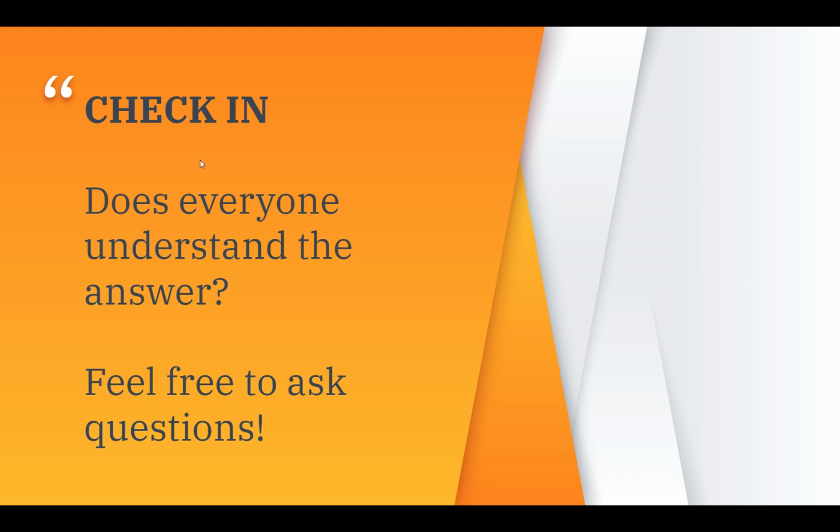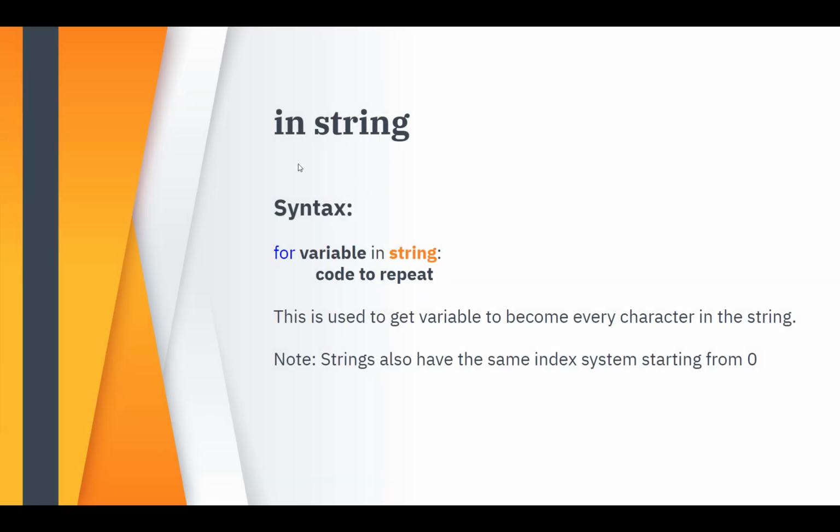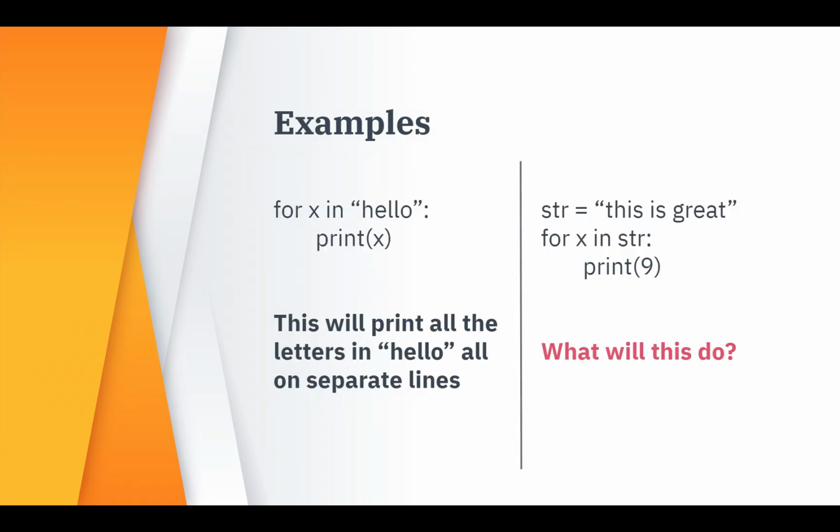So if you don't understand the answer, you can try reviewing, or you can ask someone or go over the answer online. And then we have in string. So this is kind of like in list, but instead of every element in a list, it goes through every character in a string. And again, just like lists, the index system starts from 0 and ends at 1 less than what the length looks like. So for X in hello, you could also treat hello here, the string, like a list where each element is each letter. So if you print X, it'll print H and then E, L, L, O.